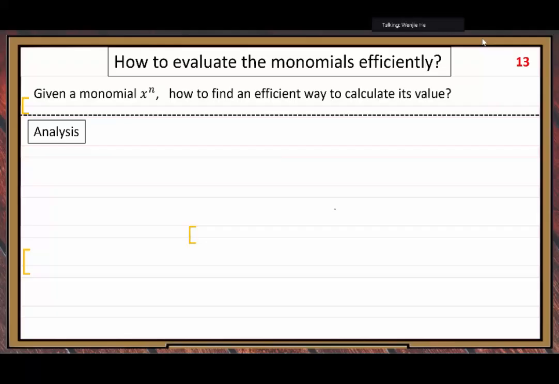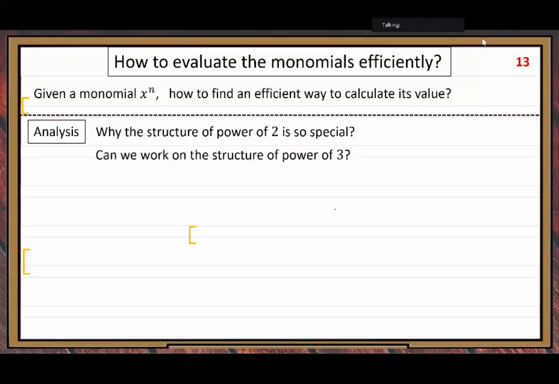Now let's do analogy. This time, we switch the power of 2 structure to the power of 3 structure. And we want to see, can we make some difference? Power of 3. Same example. Let me show you. We can do the same thing.